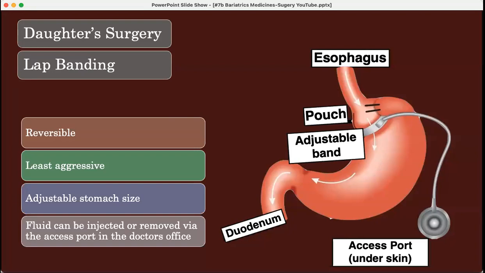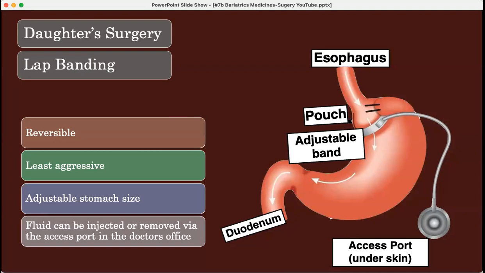At this time, they had decided to do a lap banding. She had not had a baby yet. She wanted children. So they thought she was too young for the gastric bypass surgery. So they did this lap banding.